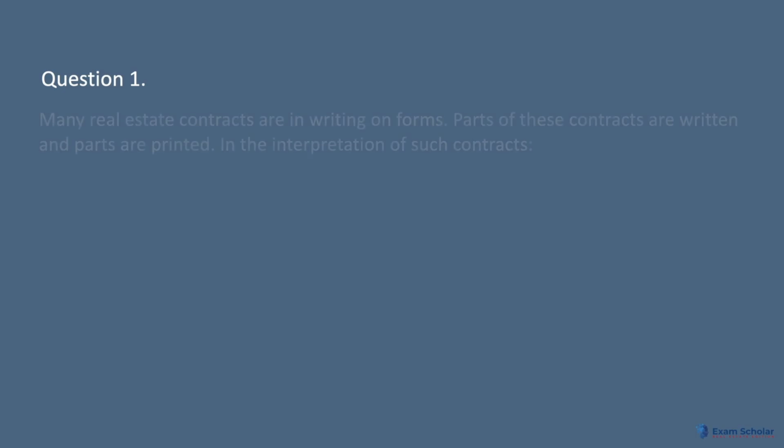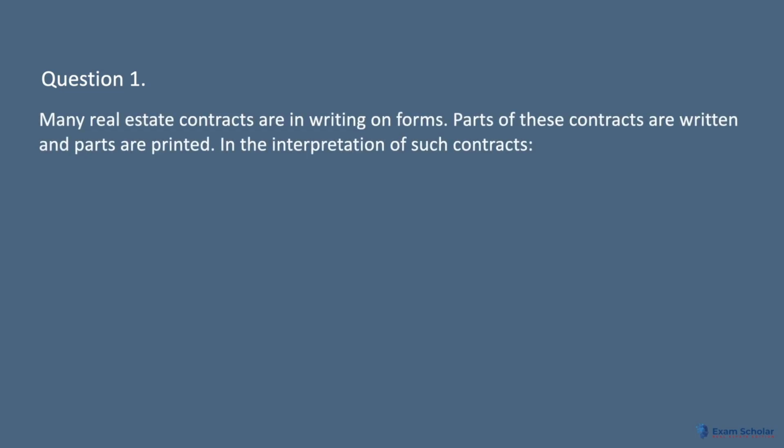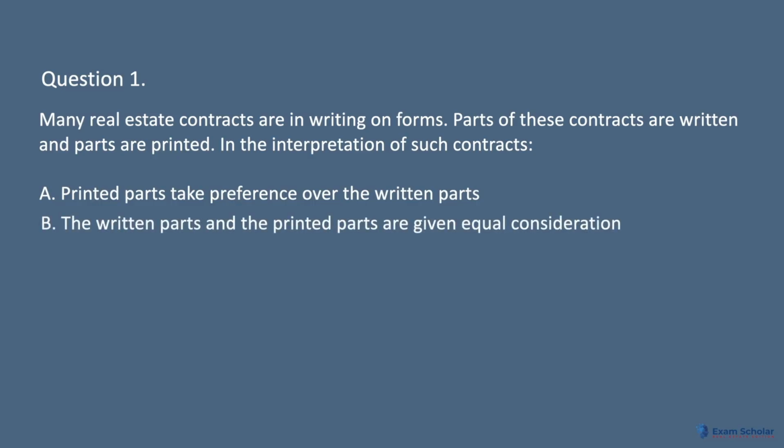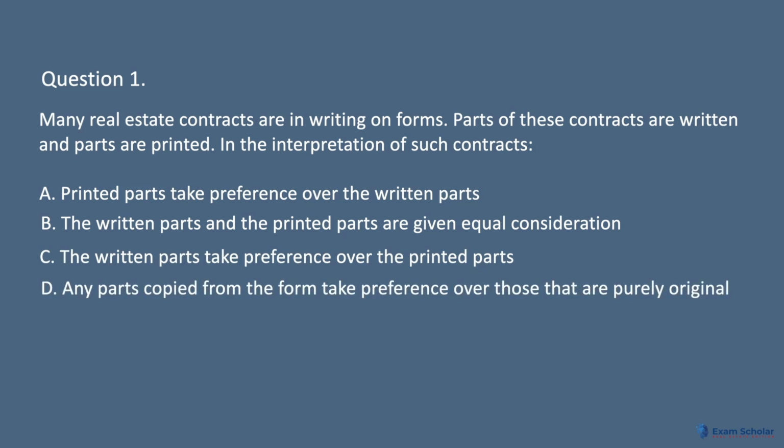Question 1. Many real estate contracts are in writing on forms. Parts of these contracts are written and parts are printed. In the interpretation of such contracts, A. Printed parts take preference over the written parts. B. The written parts and the printed parts are given equal consideration. C. The written parts take preference over the printed parts. D. Any parts copied from the form take preference over those that are purely original.